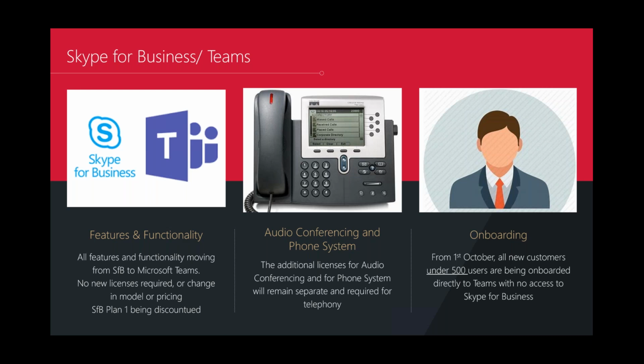Similarly, with audio conferencing and phone system, additional licenses are always going to be required for those. They're always going to remain separate. You've also got call plans. You've also got communication credits. This is when we start getting into call plans and allocation of call plans.